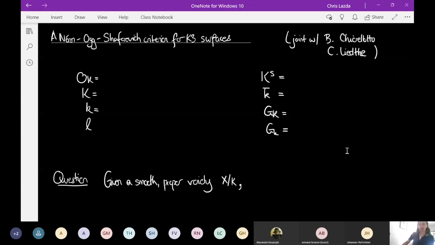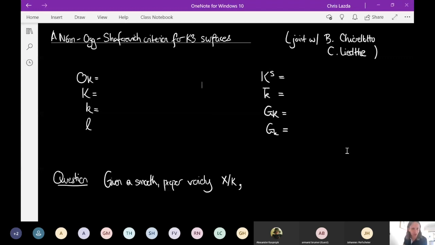So yeah, like Johannes said, I'm going to be talking today about some joint work of mine with Bruno Chiarellotto from Padua and Christian Liedtke from Munich on good reduction of K3 surfaces.